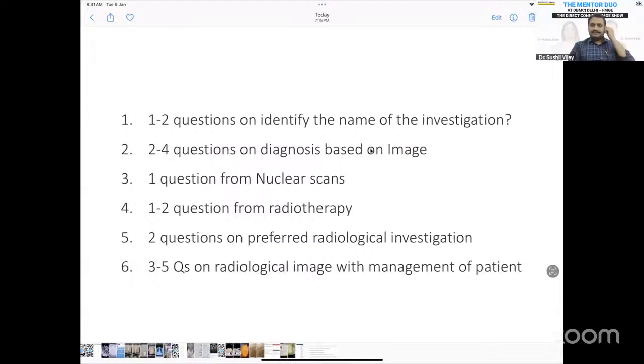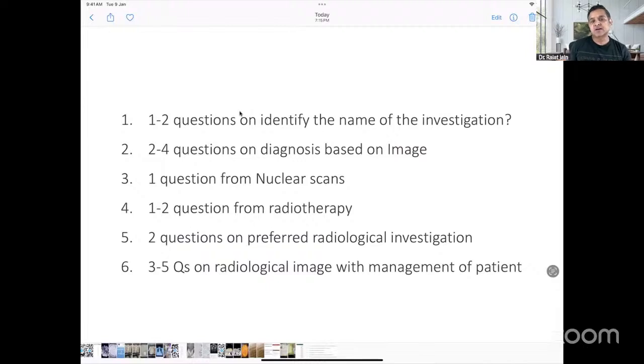This is in brief about what is being asked in the exam. Whichever exam you are targeting, you should first know what is being asked. This is how the radiology questions are asked in the paper. One or two questions are asked to identify the name of the investigation. They will show you an image and ask which investigation this is. Two to four questions are asked on an image, where the image will be given and the question will be what is the diagnosis of this image? Is it a pneumothorax? Is it a fracture? Something like an image and a diagnosis.